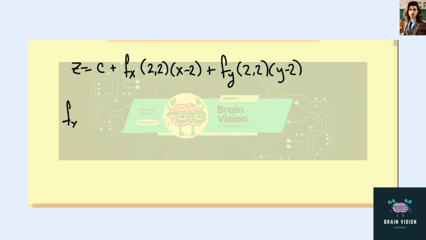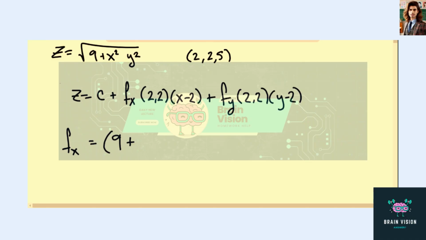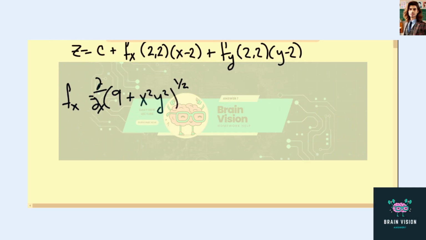The partial derivative with respect to x seems like a good enough place to start. So I'm going to rewrite it as 9 plus, and of course I have a typo up here, it's x squared times y squared, so 9 plus x squared y squared to the power of 1/2. This is what we want to take the partial derivative of, but having the square root always seems easier in this form.